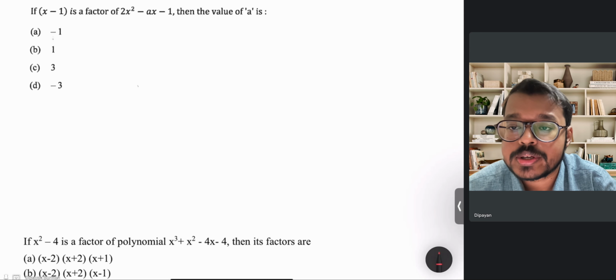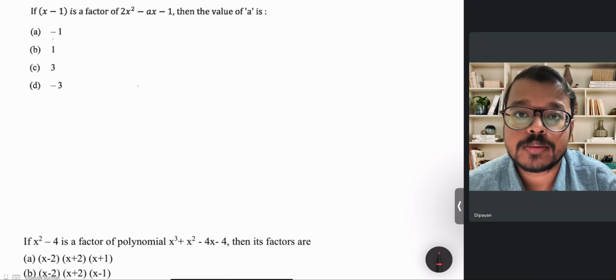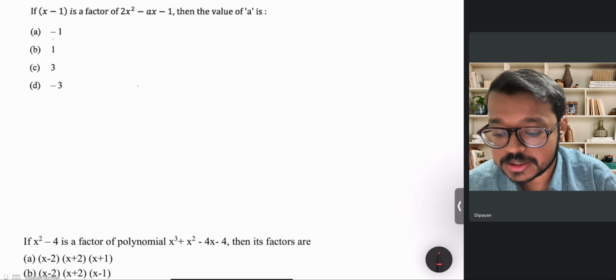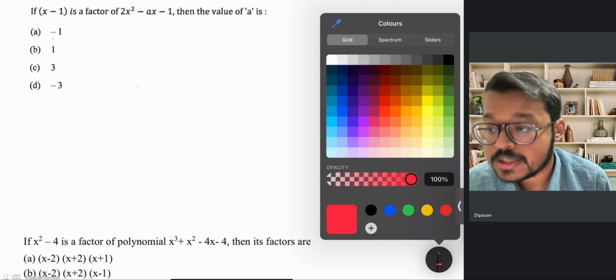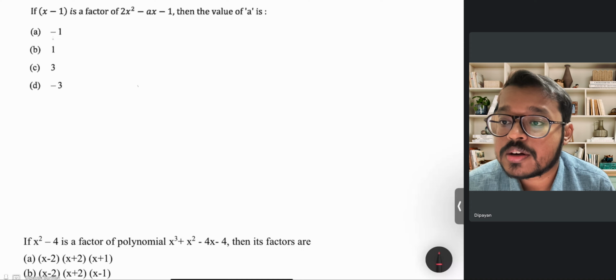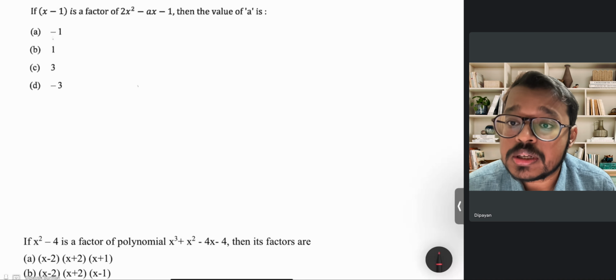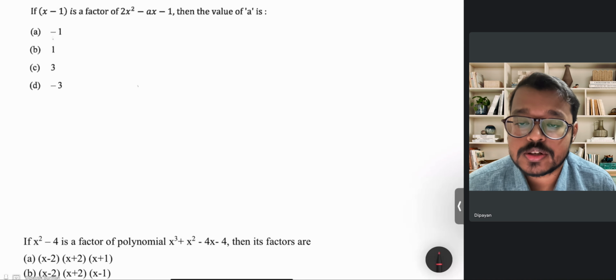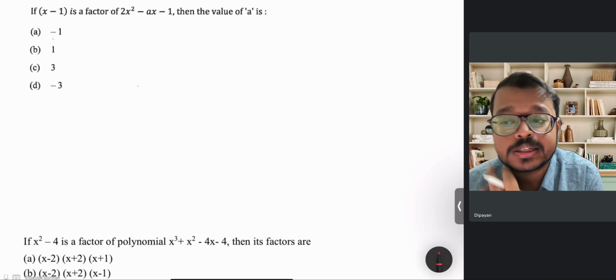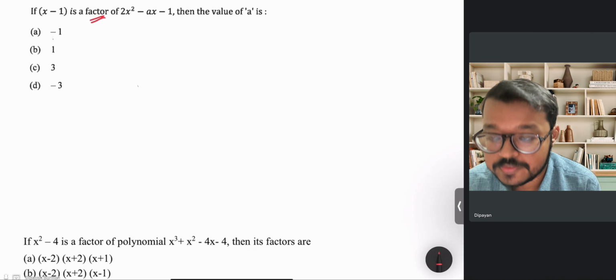Let's solve some more questions based on remainder and factor theorem. These are MCQs from previous papers. Now, first question is, if x minus 1 is a factor of this polynomial, then the value of a is which of the following? Now, let us understand the meaning of what is a factor.